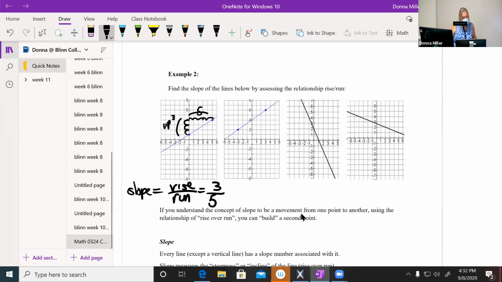Okay. And it should be positive because this graph is rising left to right. I'm expecting that slope to be positive. It is. Okay. Everybody good? Yes, ma'am.